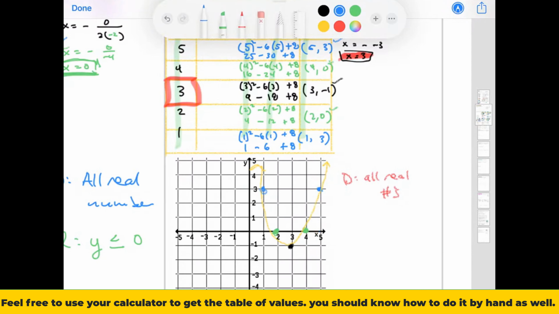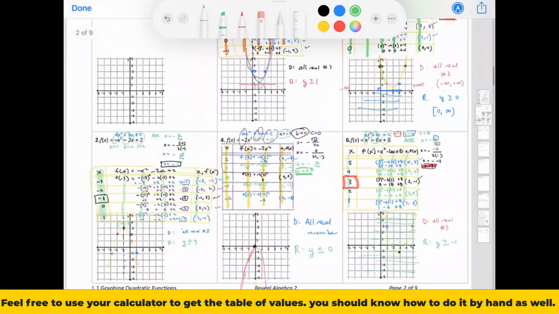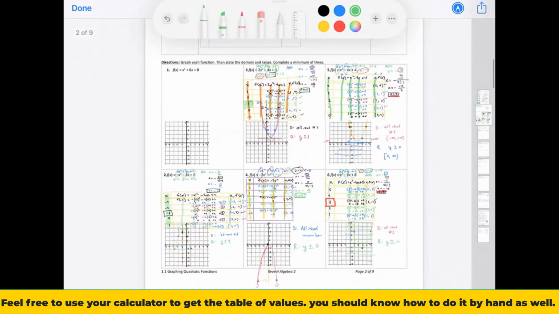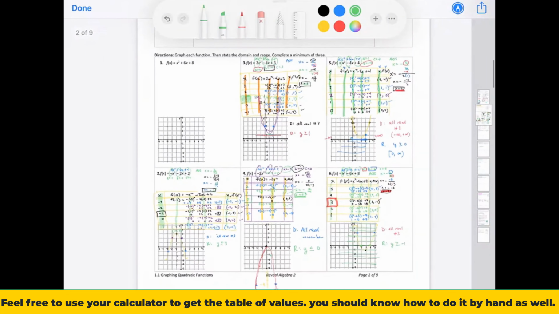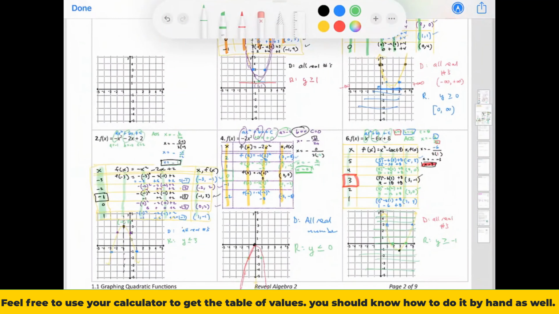And then the range goes from bottom to top, nothing, nothing, nothing right there. So your y value is at -1. Notice how the graph is now going to greater numbers. So greater than or equal to -1 is my answer. And that's how you completely graph the function, state the domain and range, and we completed a minimum of 3. Hopefully you picked your 3.